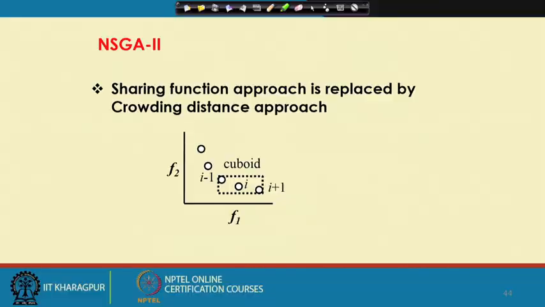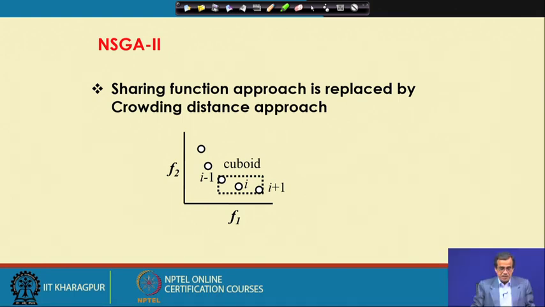NSGA could achieve some popularity, but it has a few drawbacks. Now, to overcome these drawbacks, the concept of NSGA 2 came. In NSGA 2, the sharing function approach is replaced by the crowding distance approach. Now, let us try to explain what we mean by this crowding distance approach.